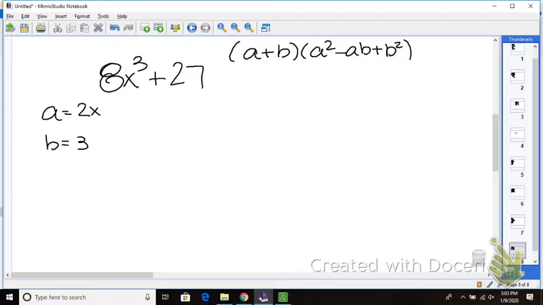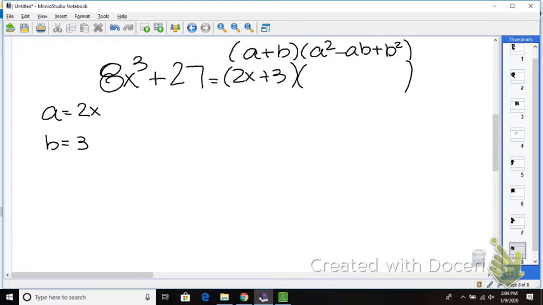Okay. Here's where I want you to stop and don't write. Just watch me, and then I'll give you time to write it down. Or not watch me. Tell me what to write. So A plus B is really easy. It's going to be 2x plus 3, right? Everybody agree? So 2x plus 3.